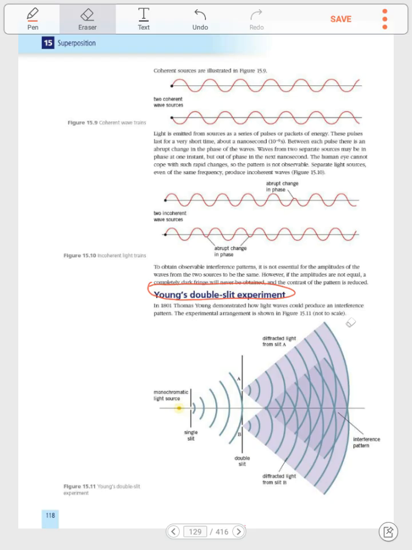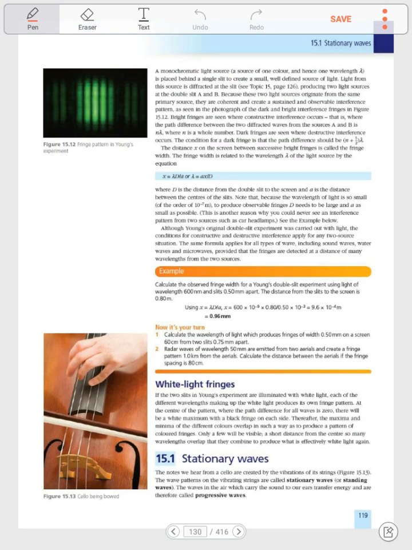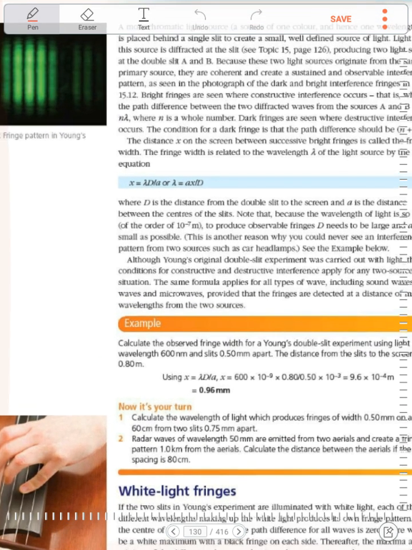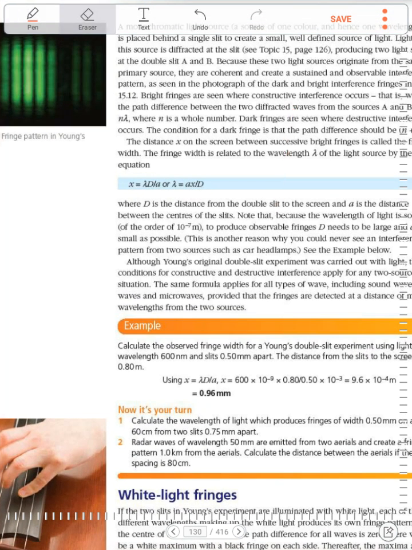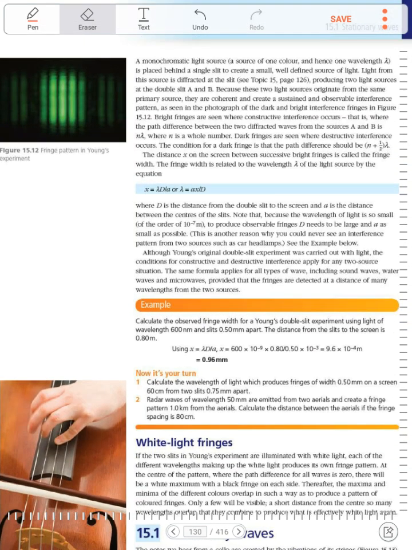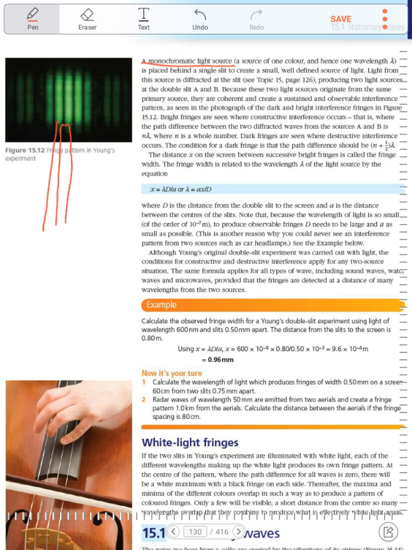And he saw what happened on the screen here. He found that there is a bright pattern and a dark pattern on the screen. The dark and bright points come from a monochromatic light source, which is light of one color, one wavelength and one frequency. We have here the bright fringe and here a dark fringe, another bright fringe, and so on.